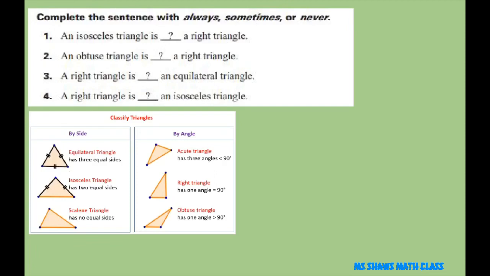So for number one, an isosceles triangle is a right triangle. So we have an isosceles triangle here, and it can be a right triangle if these two sides here are equal. That would be an isosceles right triangle. So that's only sometimes, because as you can see, this one is not a right triangle. So this is sometimes.